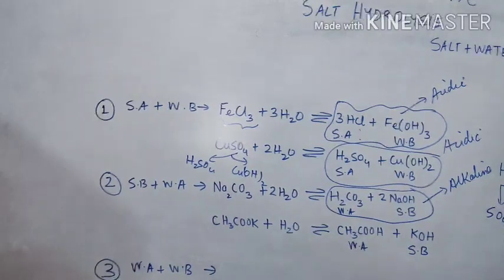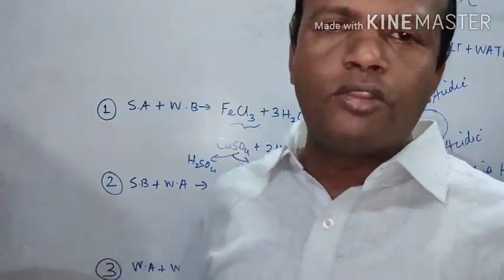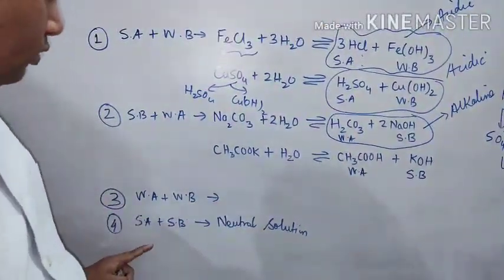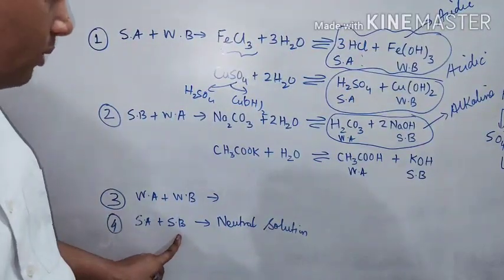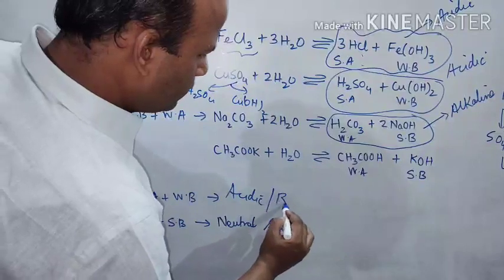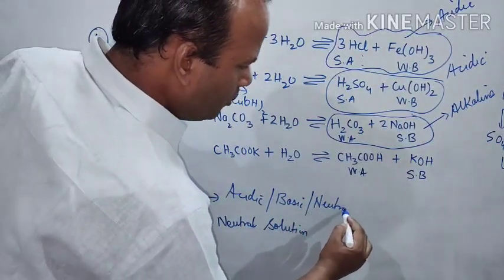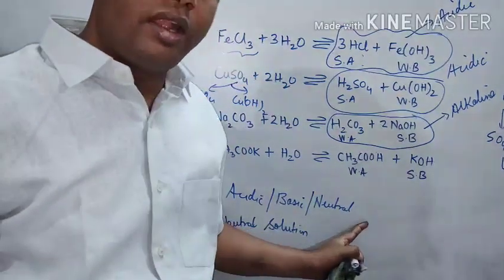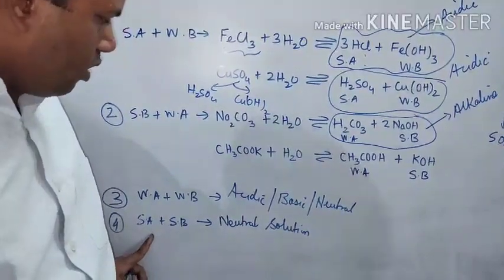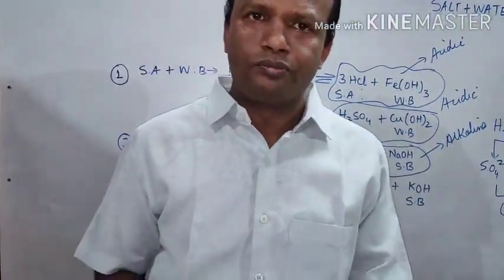And similarly we have this. Now weak acid plus weak base, it depends on the number of dissociated ions, that is beyond your level to explain. So here we can get acidic, basic or neutral, depending on the dissociated ions and undissociated molecules. Then we have strong acid plus strong base, which will give a neutral solution.